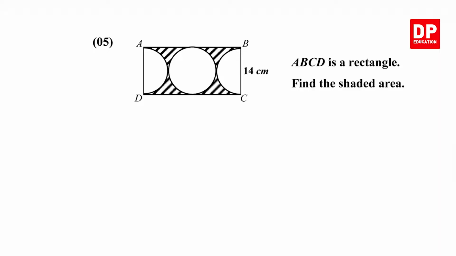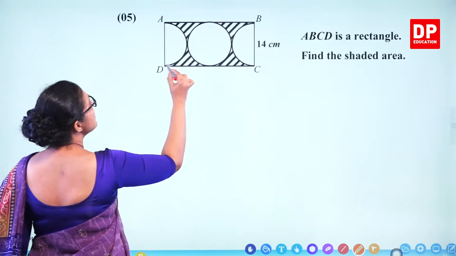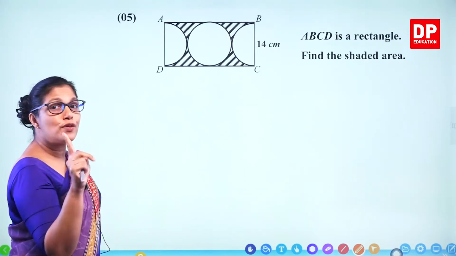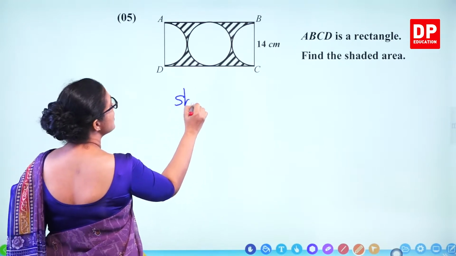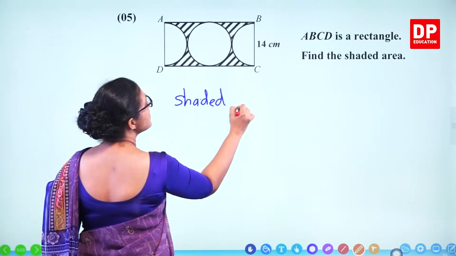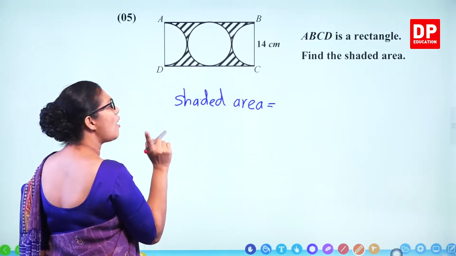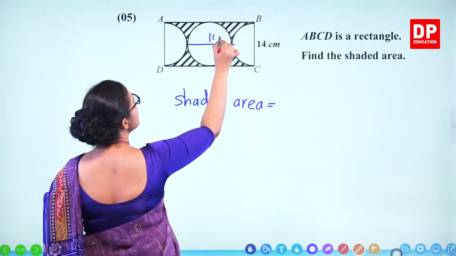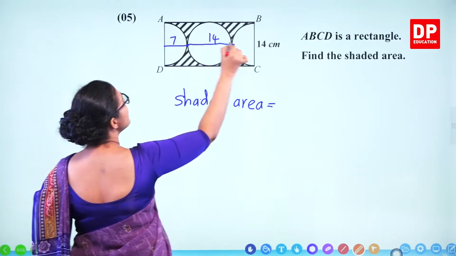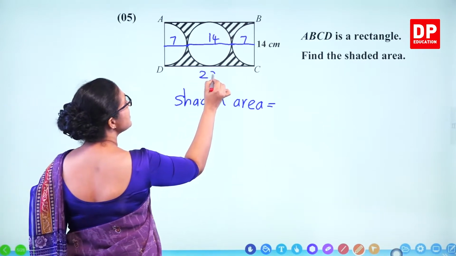Question number 5. ABCD is a rectangle. Find the shaded area. Now can you see this semicircle and this semicircle make one full circle. So 2 circles are there. So the shaded area is equal to the area of the rectangle minus the circles. How do you find the length? The diameter is 14. So this is 14 and here 7. This is 7, half, that's the radius. 14 and 14 becomes 28 here.